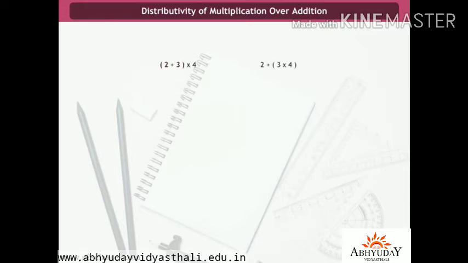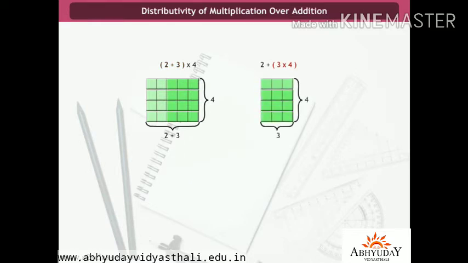Let us simplify the expressions (2 plus 3) into 4 and 2 plus (3 into 4). In the first expression, we add 2 plus 3 and then multiply the result by 4. While in the second expression, we first multiply 3 by 4 and then add 2 to the result. So we get the value of the first expression as 20 and the second as 14. So we see that the two expressions are not equivalent. Hence, the order of addition and multiplication does matter.